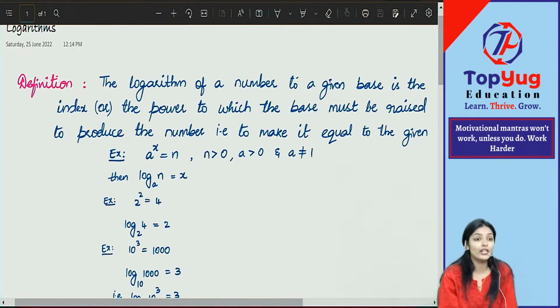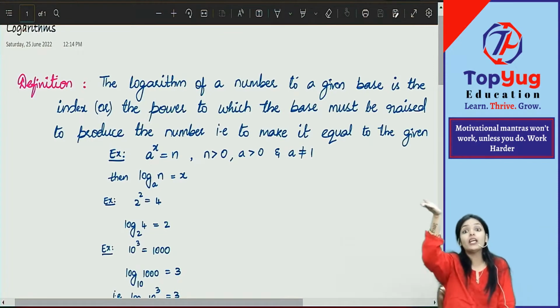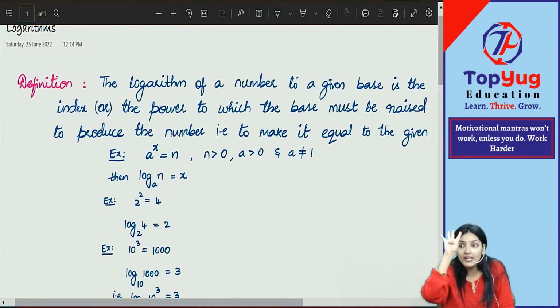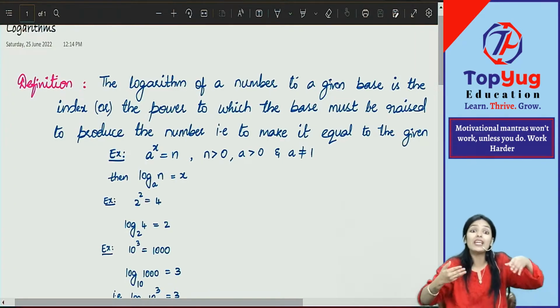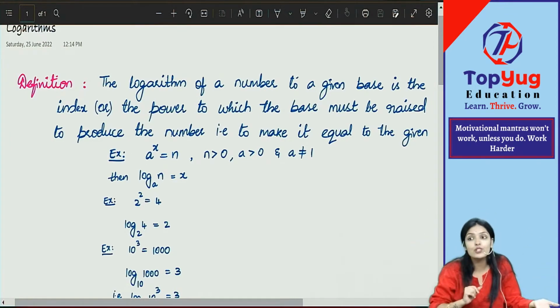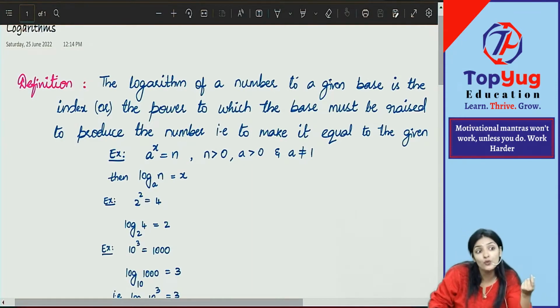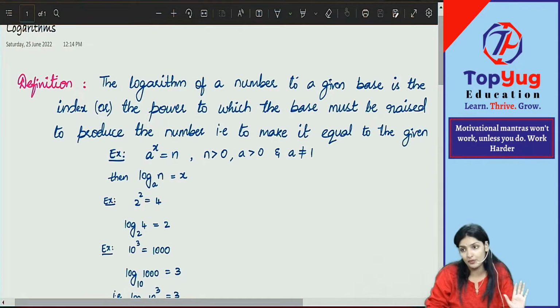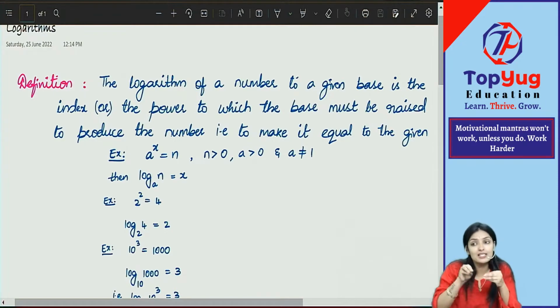The logarithm of a number to a given base is the index or the power to which the base must be raised to provide you with the given number. Okay, matlab log 4 to the base 2 is equal to 2. Means if you put 2 to the power 2, then only you will get it as 4. So if you want to get into the question of only index or power, if you want to know the index or power with the help of logarithm, this is the way we do it.